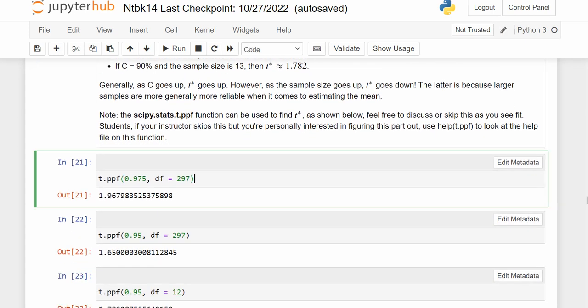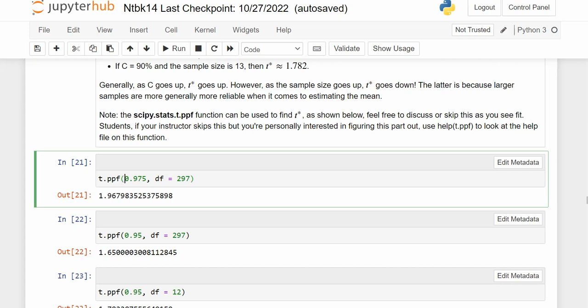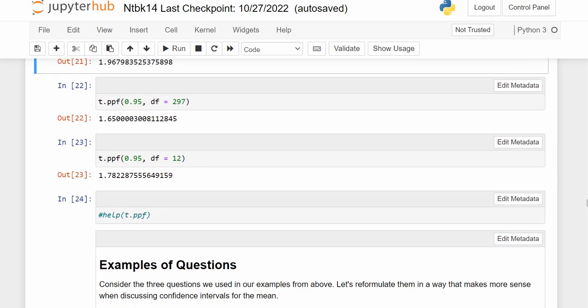Now, degrees of freedom is just the sample size, basically, in a one sample situation. And there are ways to calculate it, right? SciPy stats does have this t.ppf function, which is a way to find T star, and you tell it the confidence level and the degrees of freedom, and it spits out what T star is supposed to be. Okay, and you can delve into that if you'd like to.